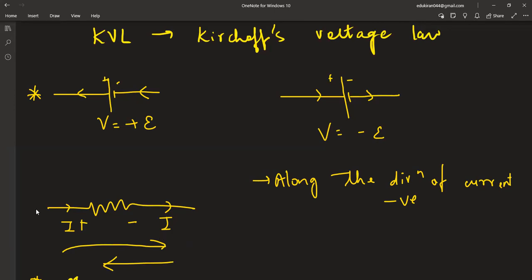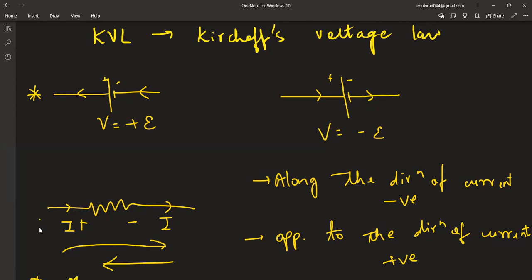Suppose we are moving opposite. This is the direction of current. Current is moving towards the right, and we are moving towards the left. In the loop we have chosen, we are moving in the opposite direction. So if you are moving opposite to the direction of current, the sign will be positive.